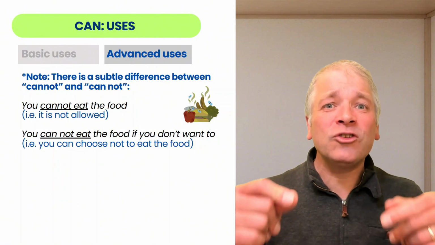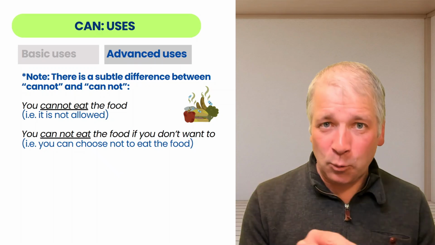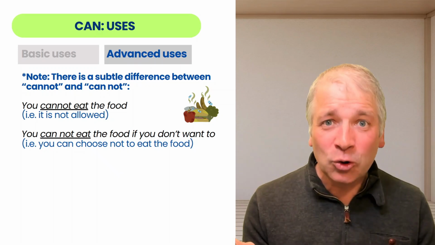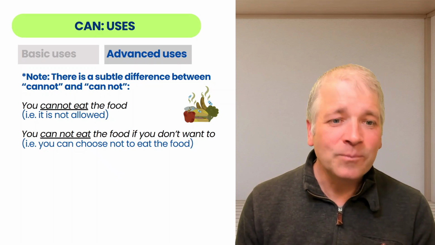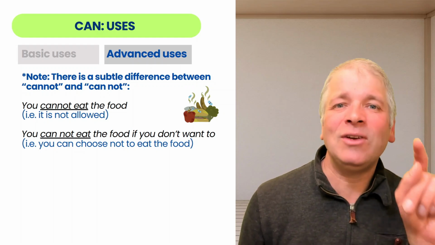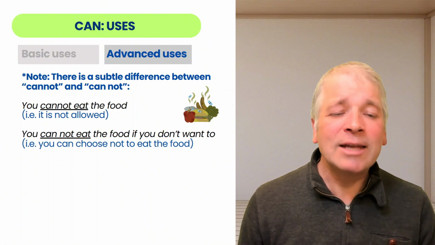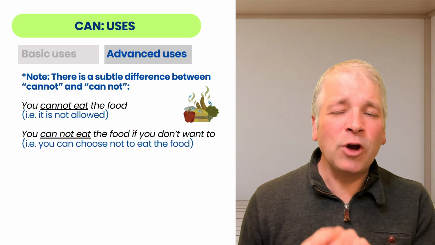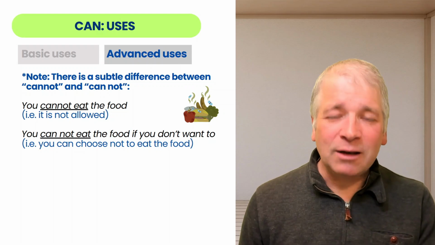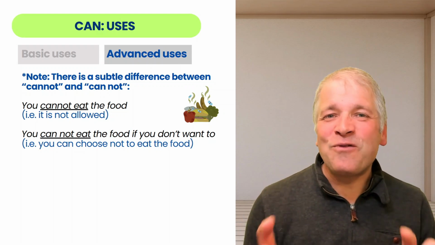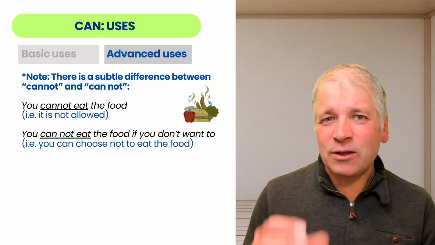And first, it's important to note there is a subtle difference between cannot, all as one word, or can not separated into two words. If you say you cannot eat the food where it's all one word, that means it's not allowed. You cannot, it's not allowed. But if you separate the two, you can not eat the food if you don't want to, then that might mean you could choose not to eat the food. Now in speech, it's very difficult to tell the difference, so you'll have to be very deliberate to separate the can and the not, if that's what you mean.